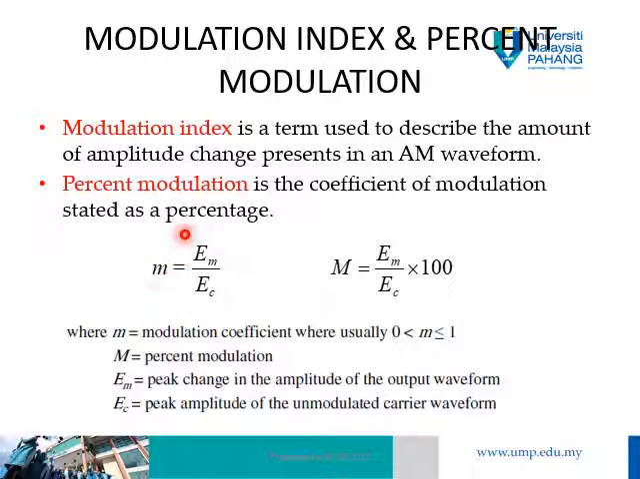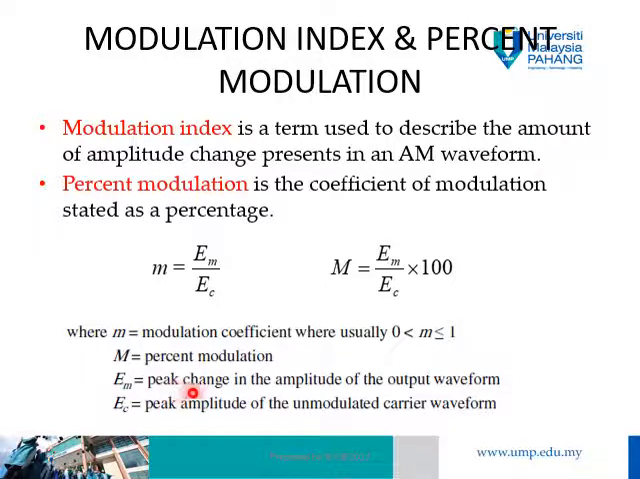Modulation index is the maximum amplitude of the modulating signal divided by the maximum amplitude of the carrier signal. If we multiply this ratio by 100, we can get percent modulation, where M is the modulation coefficient. Usually the value is from 0 to 1. Okay, M is percent modulation.